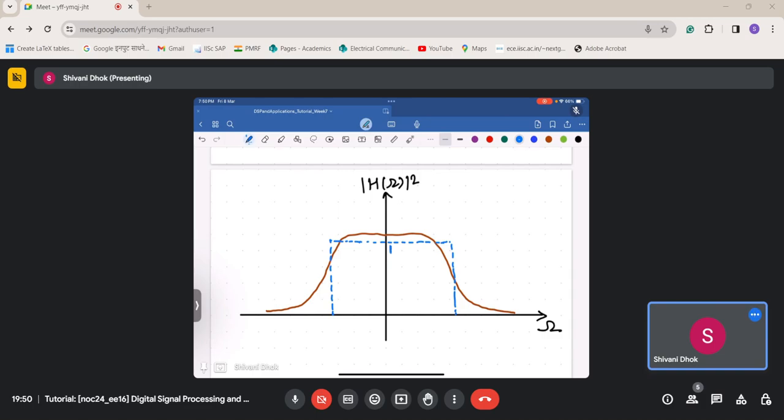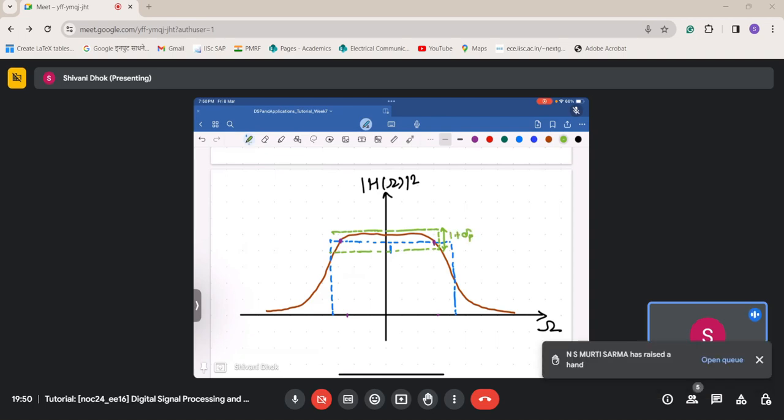This is 1, which means that this thing here and this thing here is my omega. So this is what we wanted. This was 1. But what we are doing is we are allowing this much in my passband. So this is 1 plus delta 1 or delta p and 1 minus delta p. So this delta p is the passband tolerance.